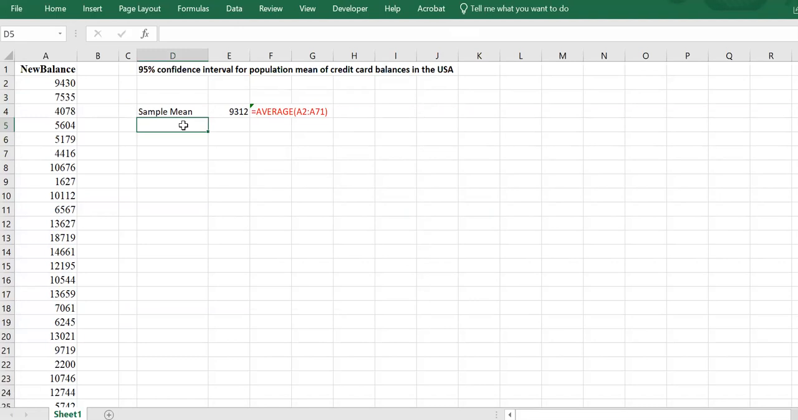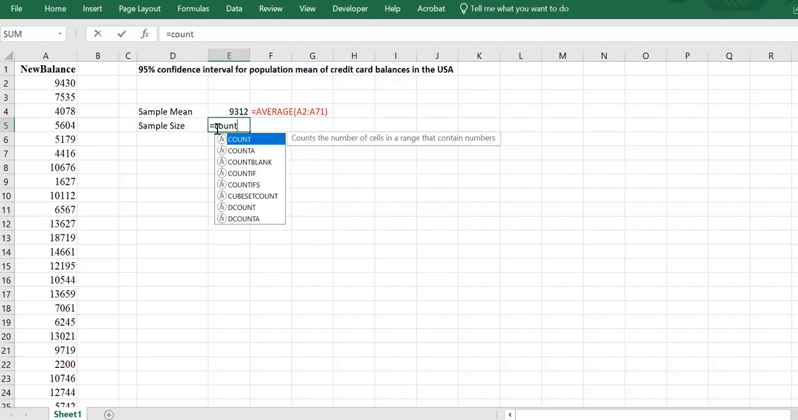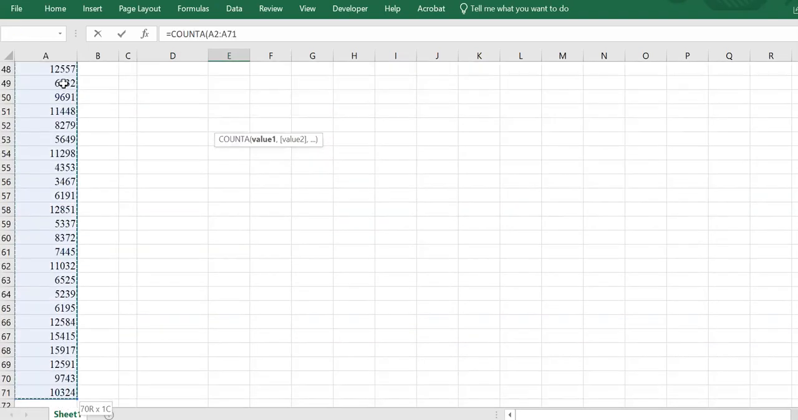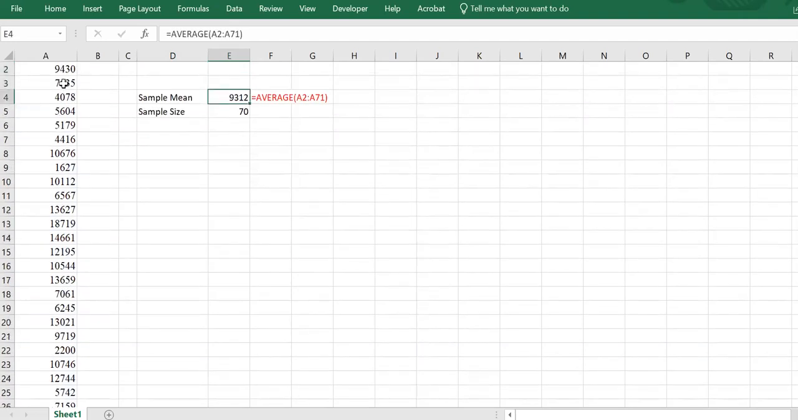Then we had X bar in the formula. We also need the sample size. Sample size is going to be simply the count, or COUNTA, of our sample. So sample size.